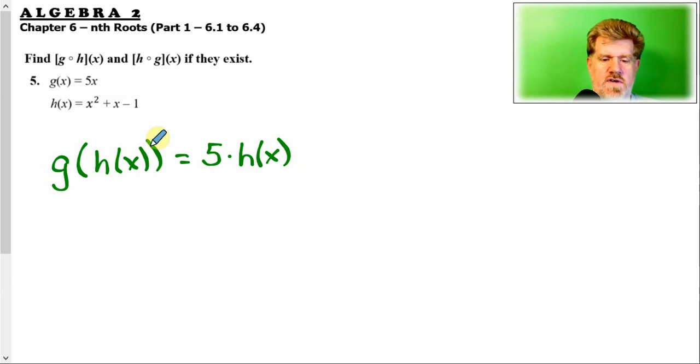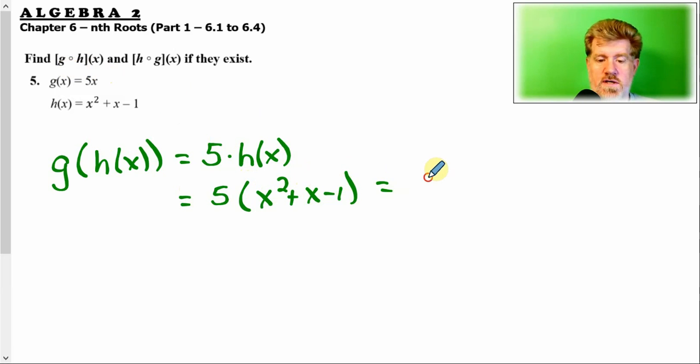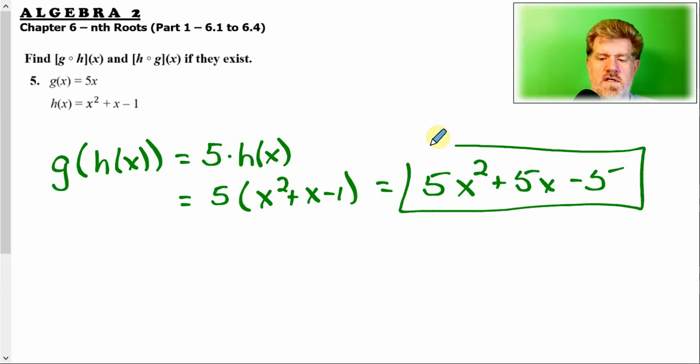G of h of x equals 5 times h of x. Just whatever I put there. Well, I happen to know what h of x is. It tells me. H of x is x squared plus x minus 1. So I can multiply that out. 5x squared plus 5x minus 5. This is what g of h of x equals.